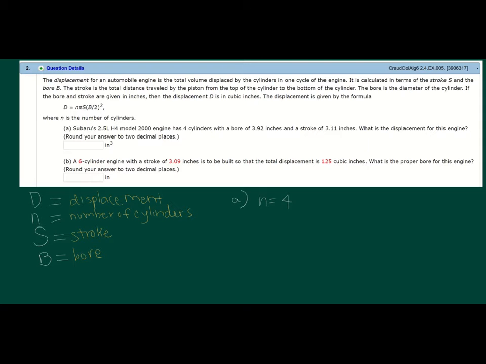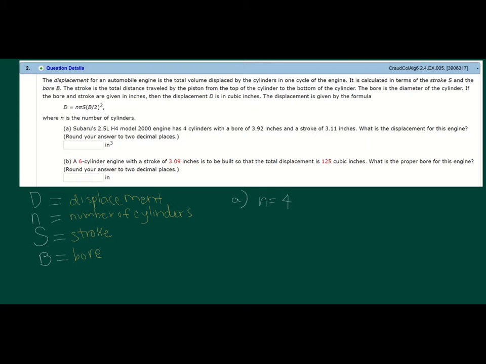Part A starts filling in what some of these variables are really equal to. They take on constant values, which allows us to calculate different variables. So in part A, we're looking for the displacement of the engine. So we know that we're going to have to use the equation that we were given. It's D equals N pi S times B over 2 squared. So we need to know as many of these variables as possible in order to get started. We do not know D. That's what we're solving for.